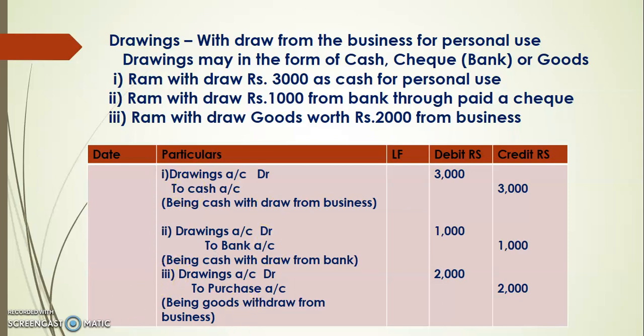If the drawing is made through goods, you have to credit the purchase account. At the time of purchasing goods, you write the journal entry purchase account debtor to cash. So when goods are withdrawn from the business, you have to credit the purchase account. So drawings account debtor to purchase.